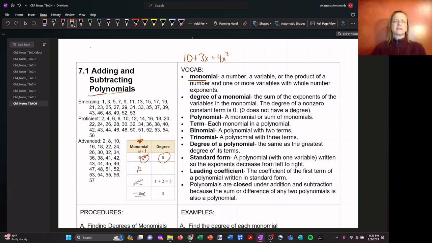Here I have 3 times x. X doesn't have an exponent written on it, but anything raised to the first power is just itself, and we don't typically write that exponent 1 there. So this variable in this monomial has the degree of 1. In this next example, we have 2 variables, and so we need to think about each of their exponents to determine the degree of this monomial.